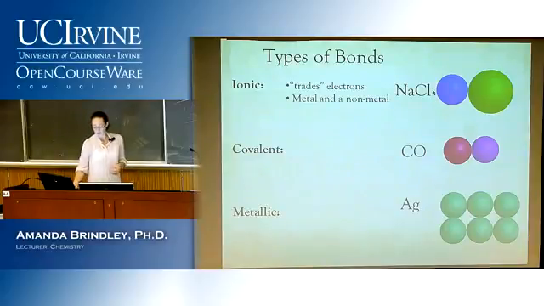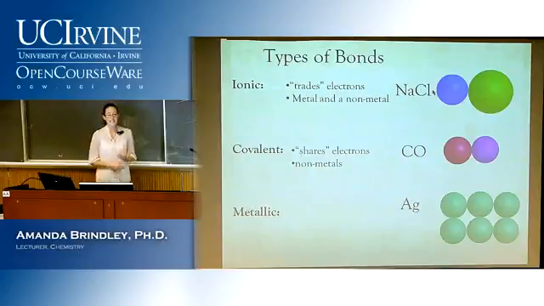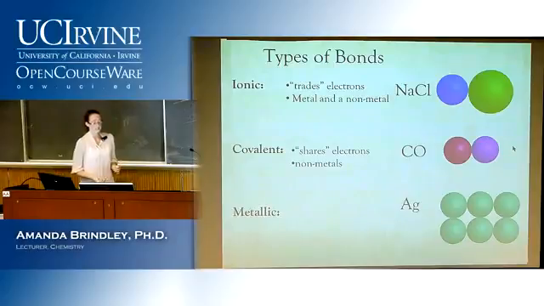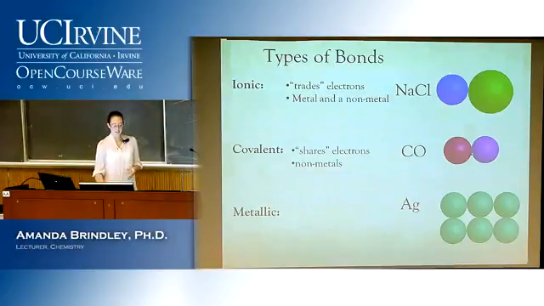Now, something that's covalent, on the other hand, they're going to share the electrons. So something like carbon monoxide. Carbon and oxygen, both of them don't have quite enough electrons. So if they share some of them, now they can each have what they need. And so they're kind of stuck together by the fact that they're sharing the electrons.